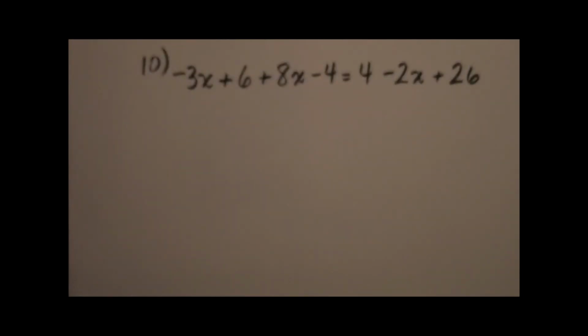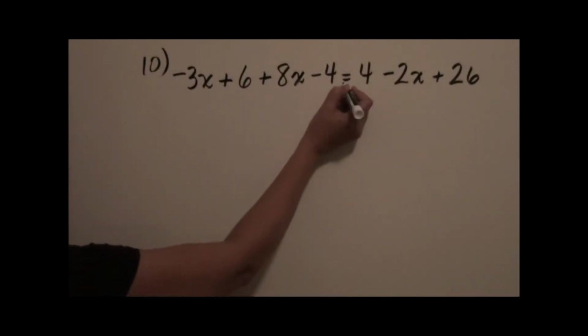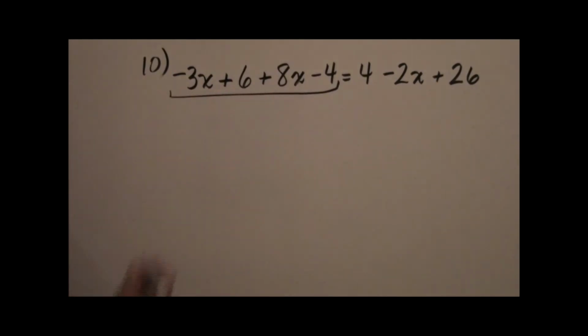Okay, problem number 10 suddenly looks very long. We don't see any parentheses, so again, find your equal sign. It's right here in the middle. Look at everything to the left of that. See if there are any things that you can combine to simplify that side. There are things we can combine.